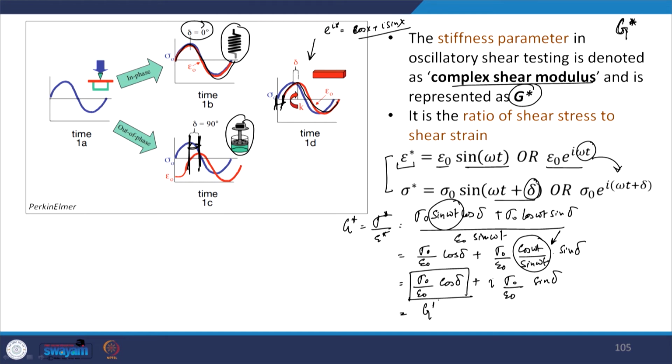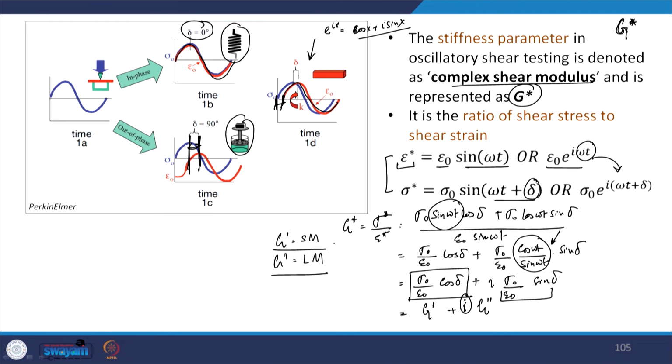So, the complex modulus can be expressed in two forms: the storage modulus plus i times the out of phase component. It is obvious because it is with i. This is G double dash, which denotes the loss modulus. So, G dash is the storage modulus and G double dash is the loss modulus. Or you can say that G dash is a part of the elastic response of the bitumen, and G double dash is a part of the viscous response of the bitumen.